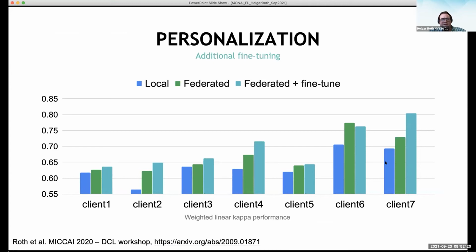So as I said earlier, there's also this option to do personalization. So here we show that models trained locally achieve this testing performance in blue. In green, that's the performance of the federated learned models. And then if you do some further fine tuning of these models on the local client data set, you can get even a higher boost in performance.